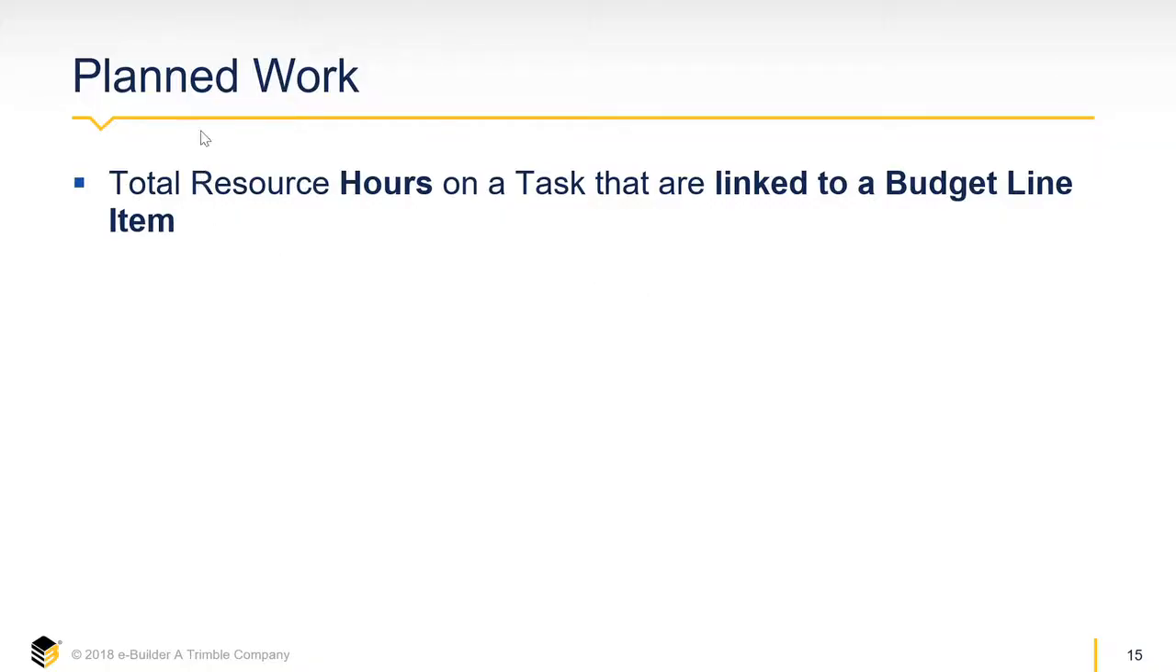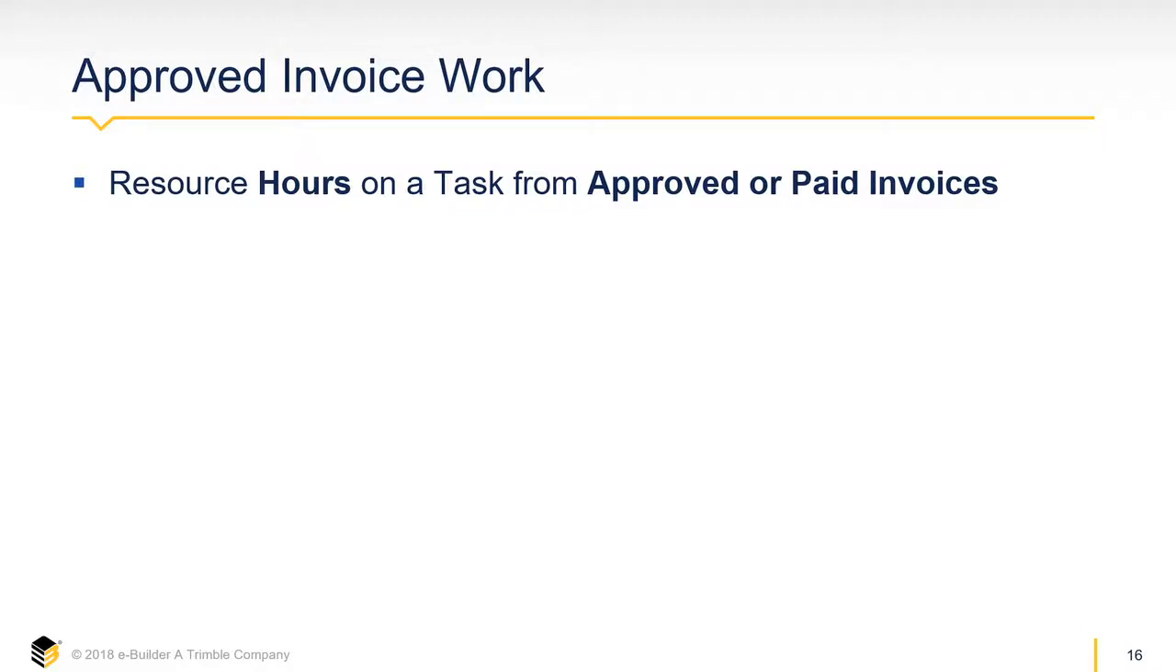So that brings me to the definition of planned work. Planned work are total resource hours on a task that are linked to a budget line item. Next, we're going to talk about approved invoice work. What approved invoice work represents are resource hours on a task that are reflected on approved or paid invoices. So if your organization submits payroll against a project and they have the number of hours that were approved for payment against a certain task in your schedule, those resource hours are going to appear in your schedule as approved invoice work once those invoices have been approved or paid.